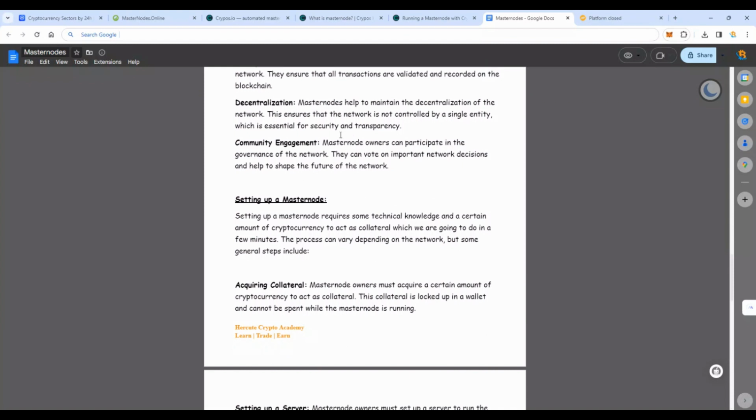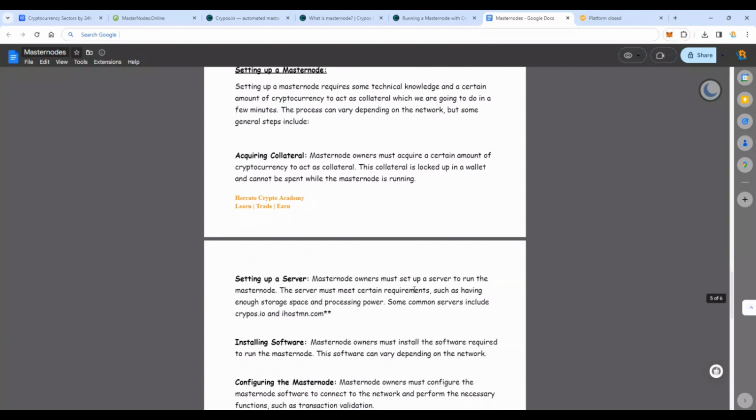Now, setting up. Setting up a masternode requires some technical knowledge and a certain amount of cryptocurrency, and I've said we are going to do that in a few. So the first thing that you need to do is to acquire collateral. Masternode owners must acquire a certain amount of cryptocurrency to act as collateral. This collateral is locked up in a wallet and cannot be spent while the masternode is running until you decide to exit.